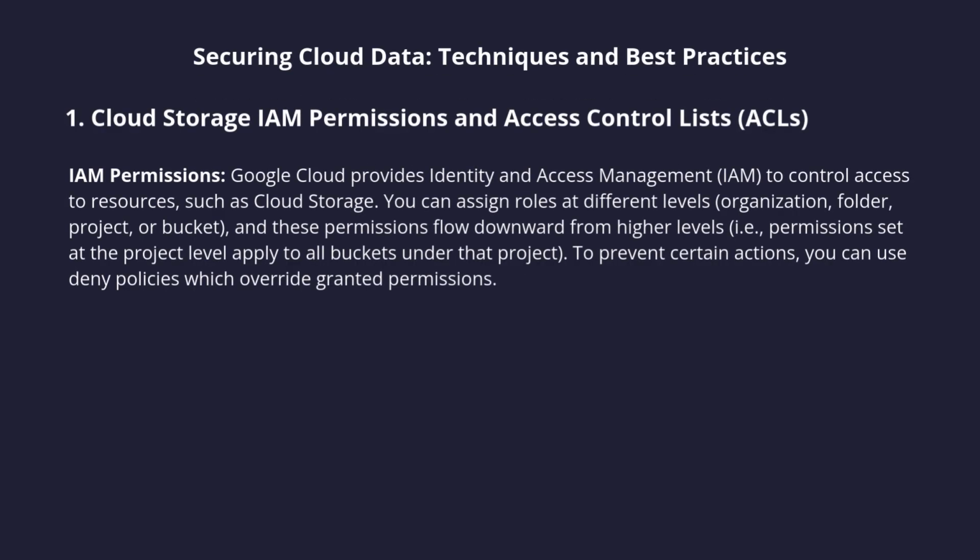1. Cloud Storage IAM permissions and access control lists, ACLs. IAM permissions. Google Cloud provides Identity and Access Management, IAM, to control access to resources, such as Cloud Storage. You can assign roles at different levels: organization, folder, project, or bucket, and these permissions flow downward from higher levels, i.e., permissions set at the project level apply to all buckets under that project. To prevent certain actions, you can use deny policies, which override granted permissions.